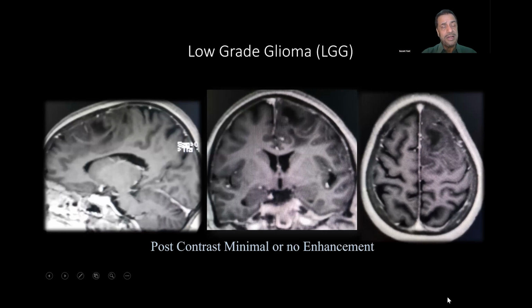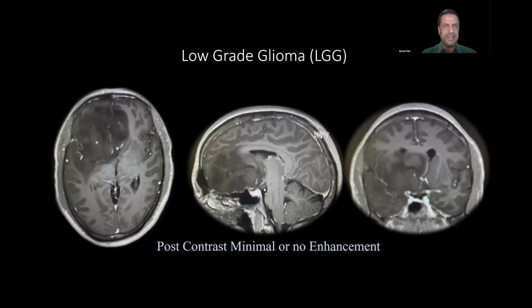On the other hand, low-grade gliomas do not enhance that much. So the lower the grading, the less the enhancement becomes. Like here, the gray-white matter differentiation is gone. And you can see that there's some edema around it, and there's a mass effect. Even after contrast enhancement, there is minimal or no enhancement. And you can see that the ventricle is being pushed a little bit inferiorly in this case.